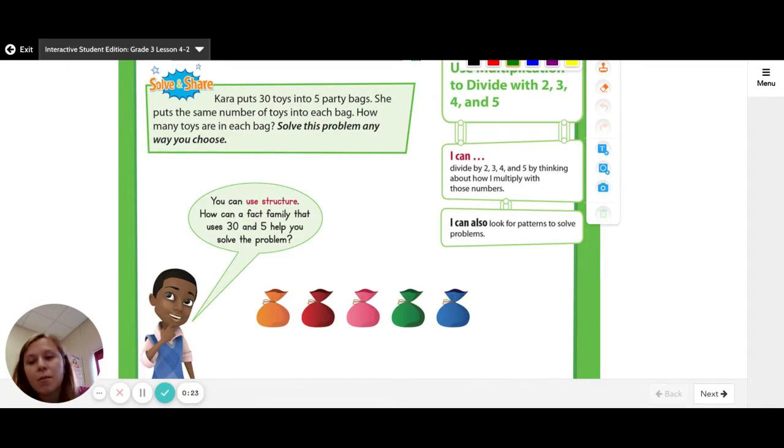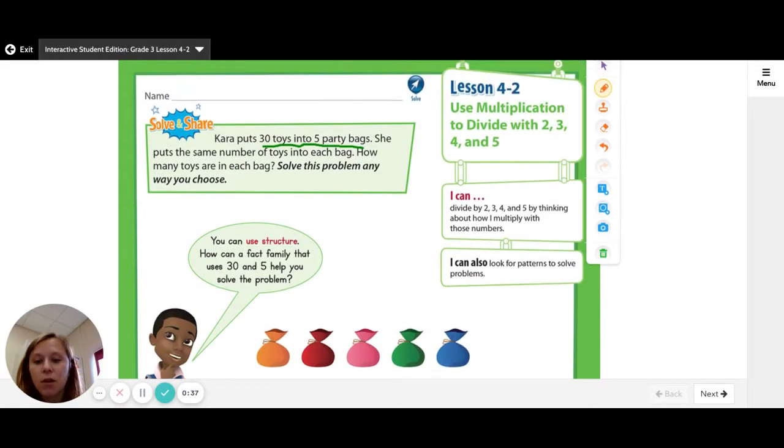So let's look at our word problem. Kara puts 30 toys into 5 party bags. She puts the same number of toys into each bag. How many toys are in each bag? Solve this problem any way you choose. You can use structure. How can a fact family that uses 30 and 5 help you solve the problem?